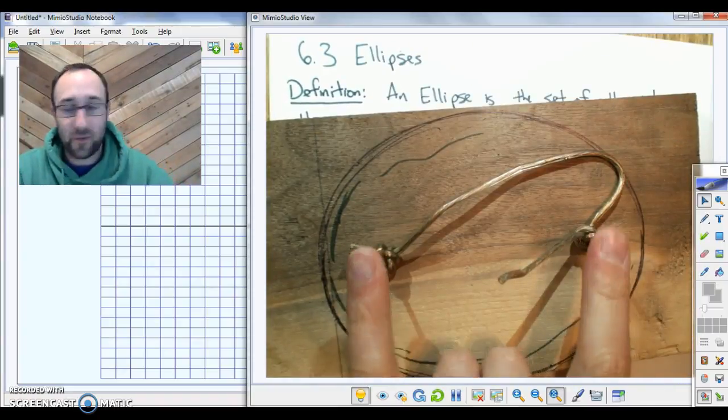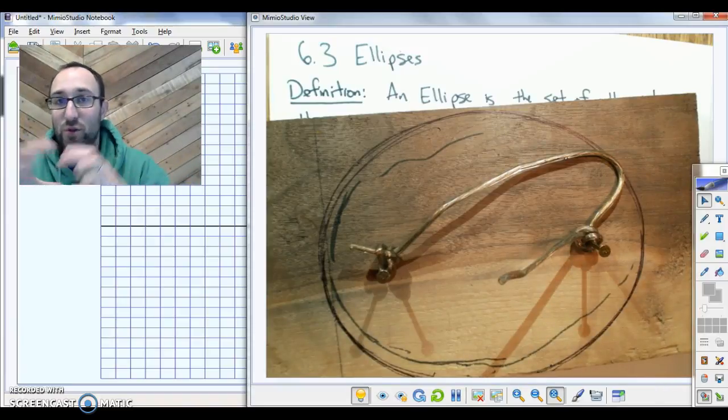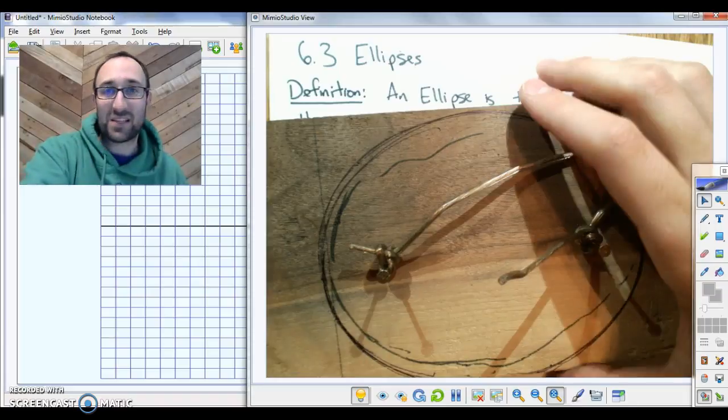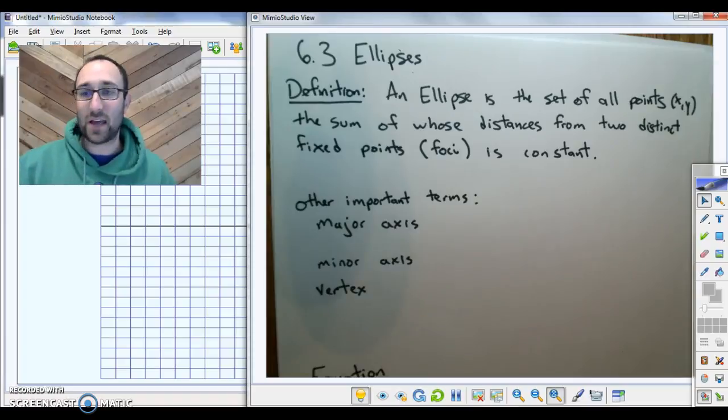Now the further these foci are, the more elliptical it's going to be. The closer they are, the more circular it's going to be, and that's called eccentricity. The further apart they are, the more eccentric they are. The closer they are, the closer to a circle, the less eccentric, and we'll get into that a little bit later on.